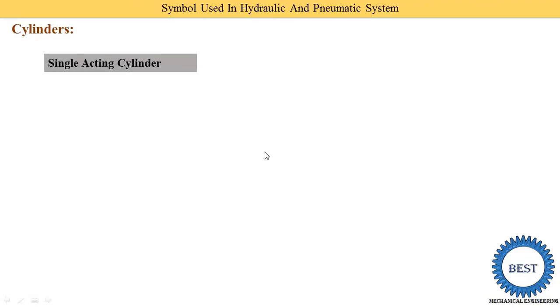So first we understand the symbol of a cylinder, and there are various types of cylinders. Now the first type is the single acting cylinder. For the cylinder, first we need to draw one rectangle. Also, in a single acting cylinder there are two types: one is the spring return type and the second one is the gravity type.